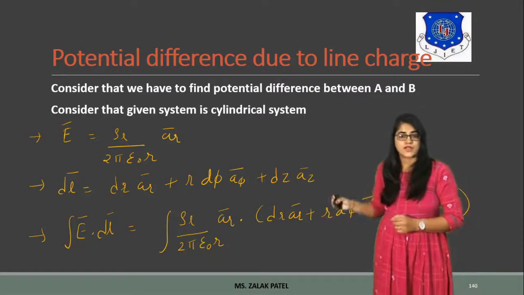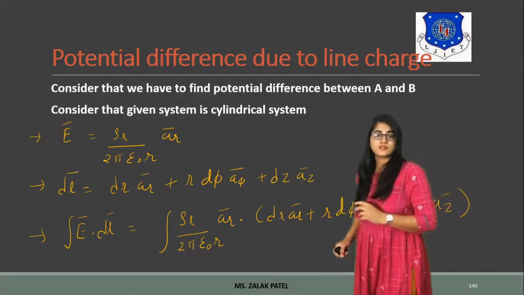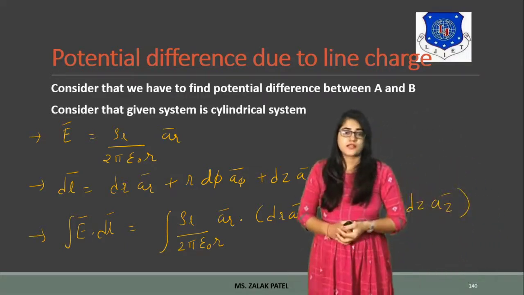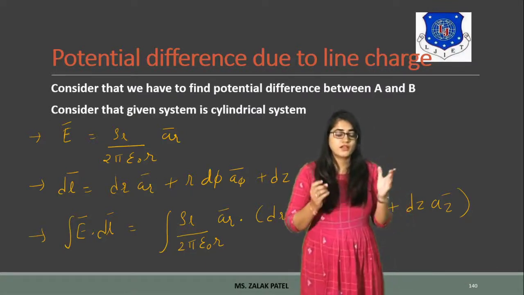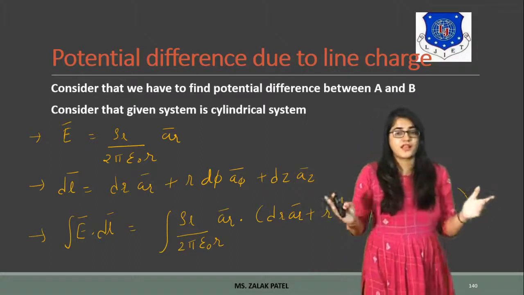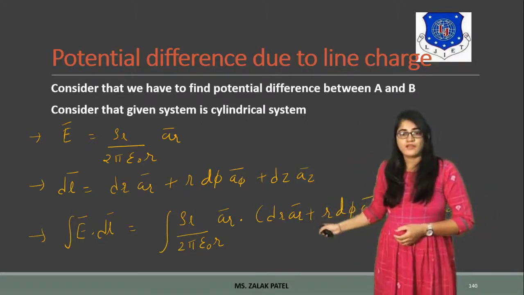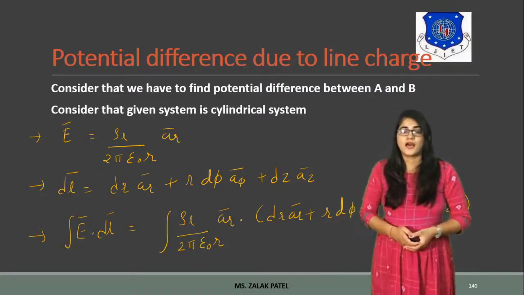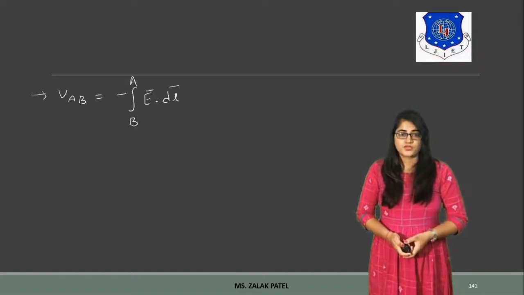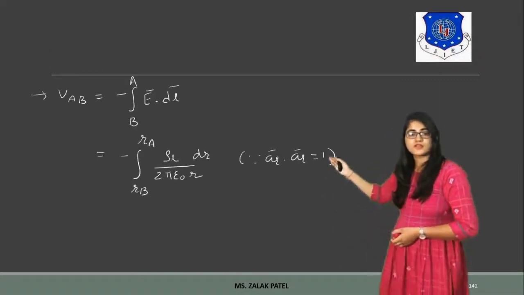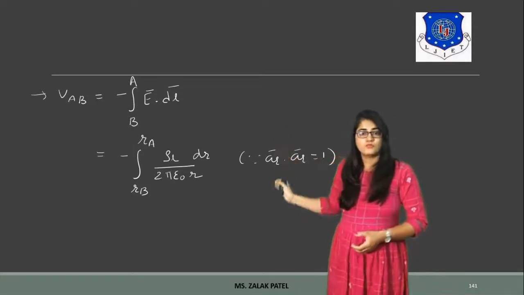We have both the values, let's put them in the equation. It will be like this. In this equation, if you see, there are three dot products: ar dot ar, ar dot a phi and ar dot az. But ar dot a phi and ar dot az become 0. So we have only one term, ar dot ar is 1, that is rho L upon 2 pi epsilon 0 r dr. So the equation can be like this: minus rho L upon 2 pi epsilon 0 r dr from point A to B.